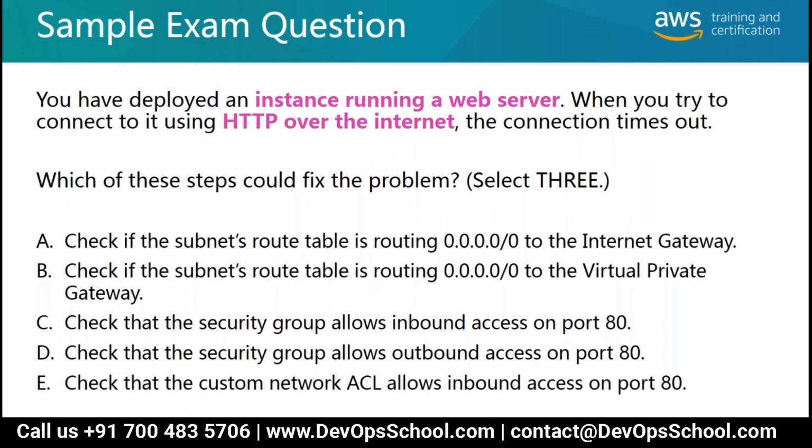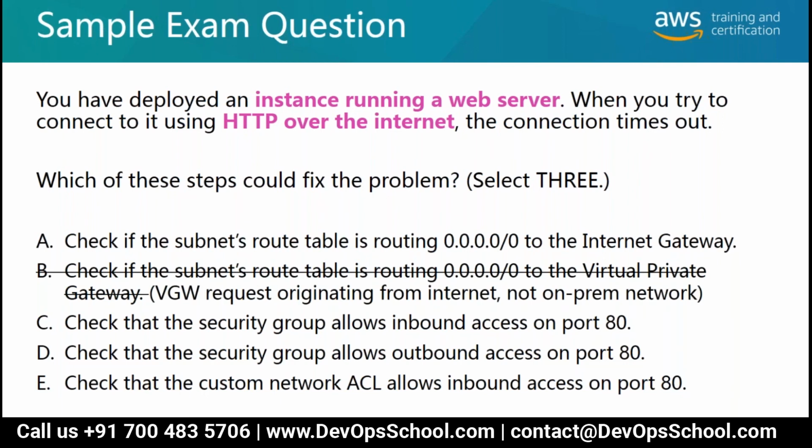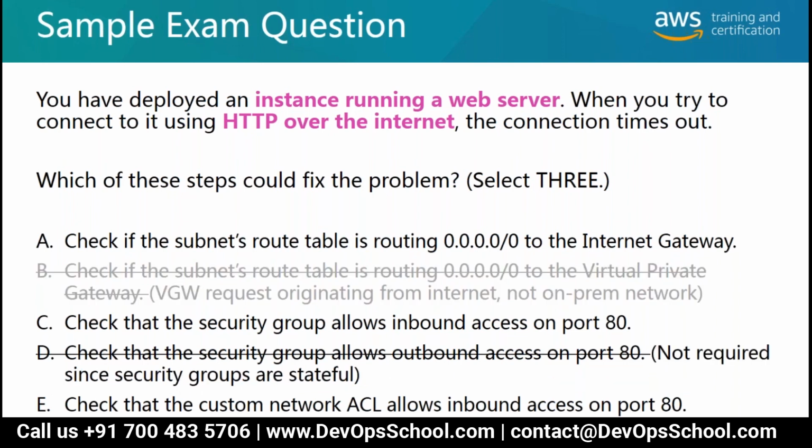Check if subnet's route table is routing all traffic via virtual private gateway. That's not valid. And check that security group allows outbound traffic on port 80. You don't do it that way. You need to check inbound traffic to see whether you are getting access from the internet or not. So these two are the wrong answers. Here you have to check that the internet gateway routes all traffic from everywhere, check if the security group allows inbound traffic on 80, and check if NACL is also allowing inbound access to port 80.